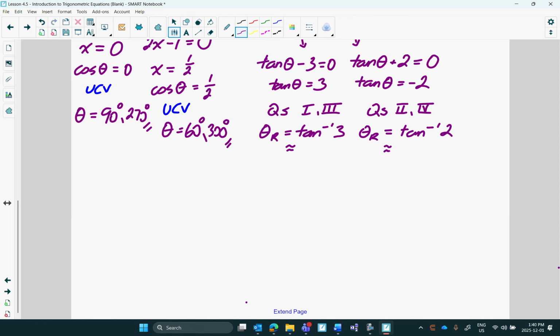So now we got some work to do. This is going to give us, remember I'm in radians, I believe. Yes, I'm in radians. 1.249 for that one. 1.107 for this one. So there's the 2 pieces from each equation that I need.